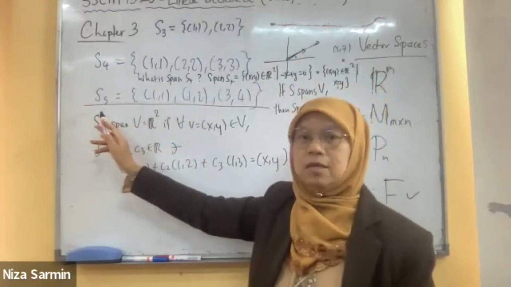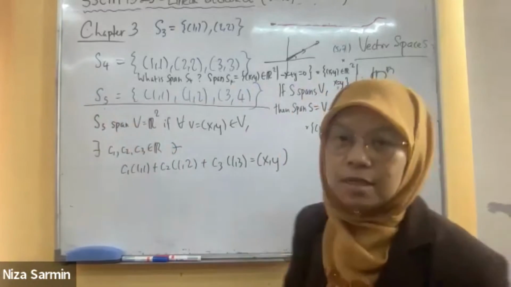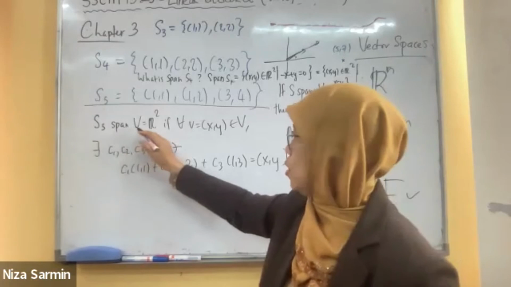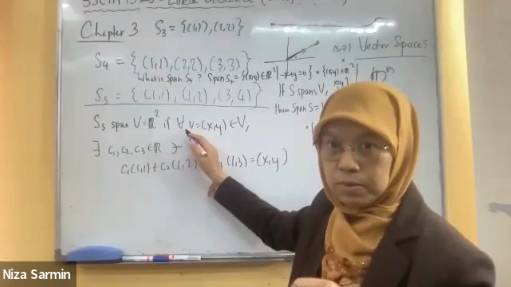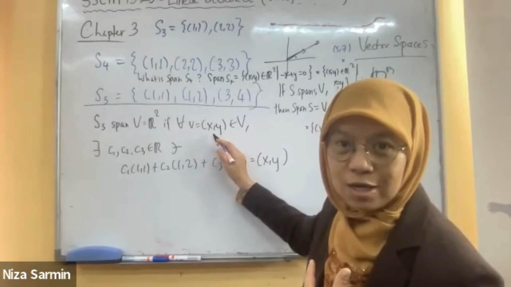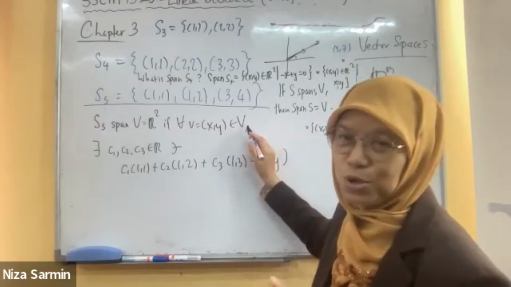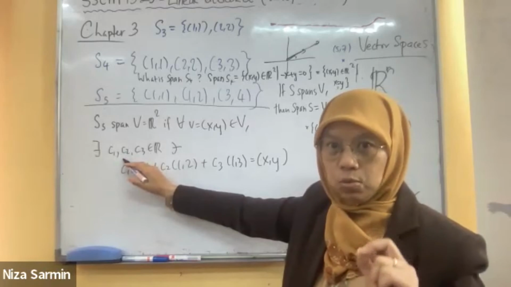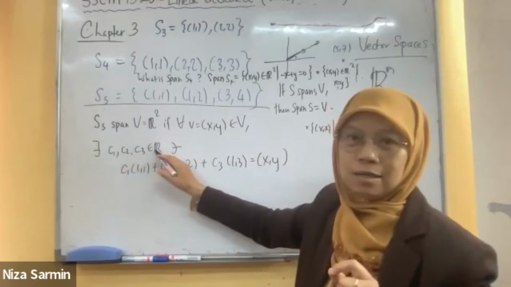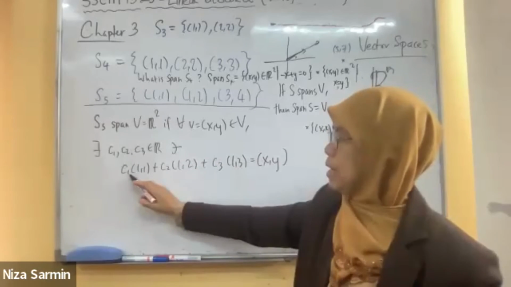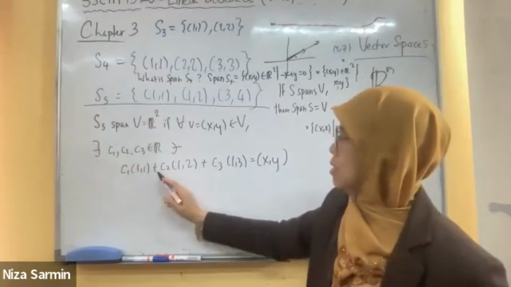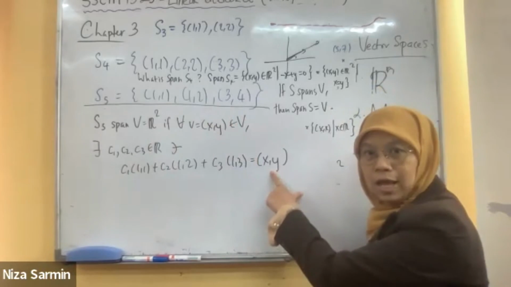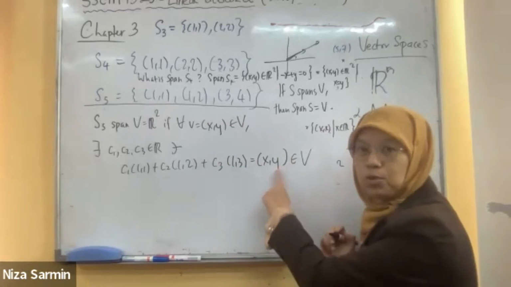Given the set S5 and the vector space V equals R2. You write: S5 spans the vector space V equals R2 if for all vectors V in R2, which is (x, y), don't worry if you write R2, if you write V, it's okay, there exist coefficients C1, C2, C3 in R, real numbers, such that C1 times V1 plus C2 times V2 plus C3 times V3 equals the whole (x, y) in V, which is R2.